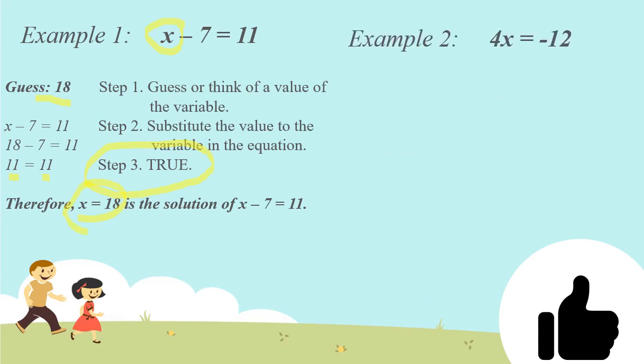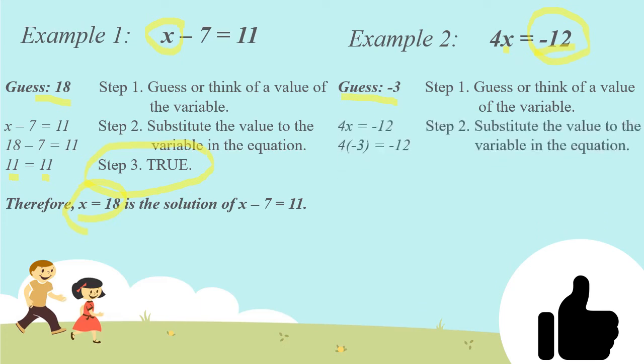Let's have example 2. 4x is equal to negative 12. What is the value of x? The result is negative 12 when you multiply 4 by x. What number is x? Let's try to guess. I think that will be negative 3. The guessing number is negative 3. We'll try to see if the result is negative 12.